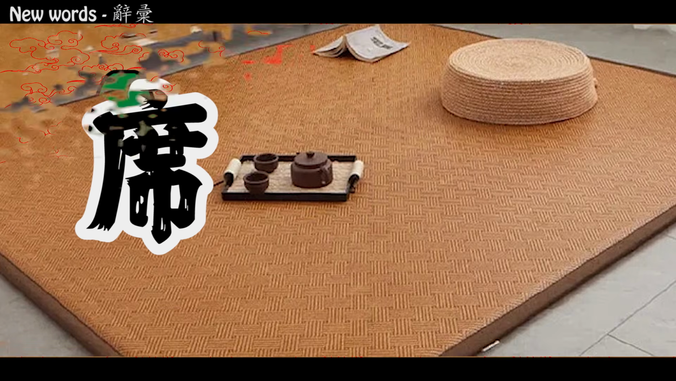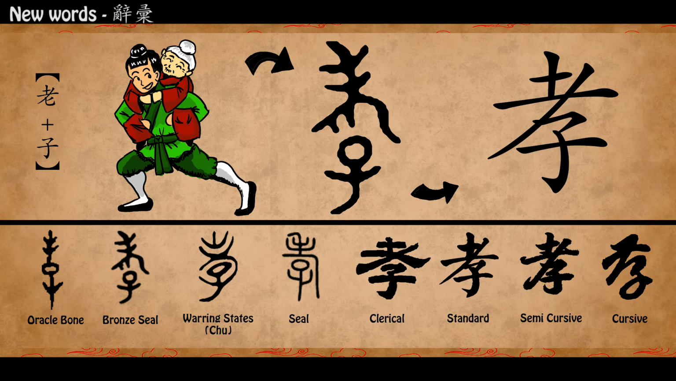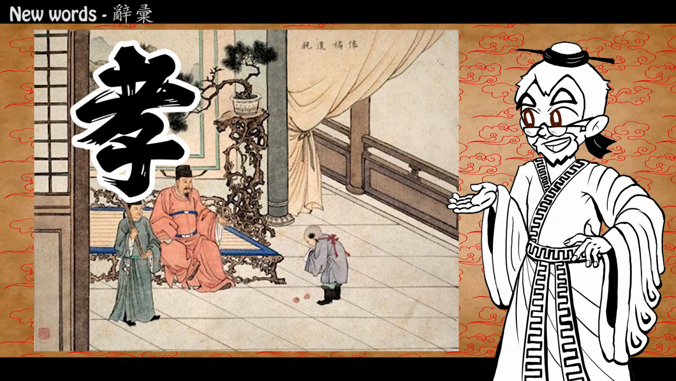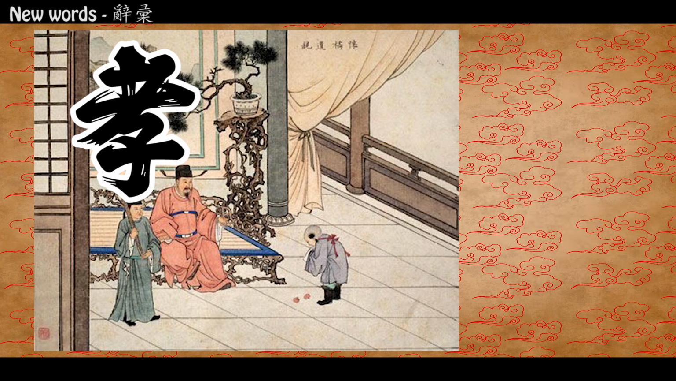Xiao, filial piety. From lao, old, over zi, child. The young carrying the old, in every meaning of the word. The virtue of xiao lies at the very heart and soul of Confucian and therefore Chinese culture, and all the cultures it touched. It's kind of a big deal. I will be going into xiao in some detail in a bit.